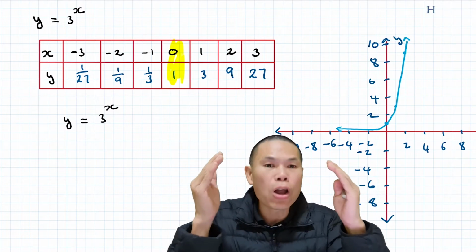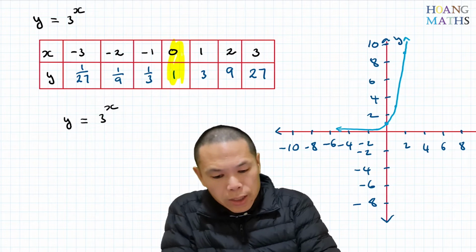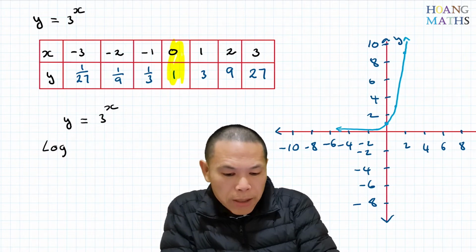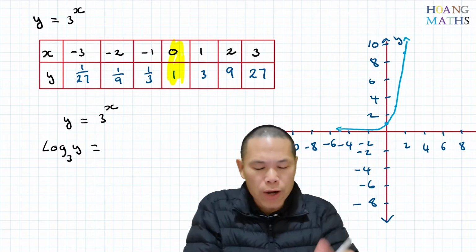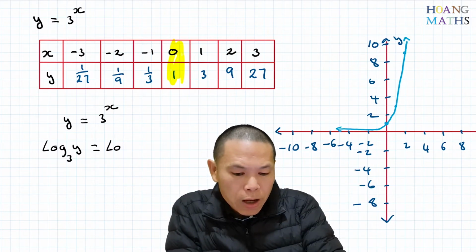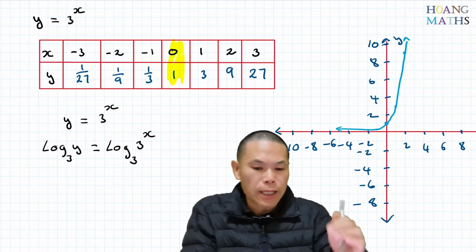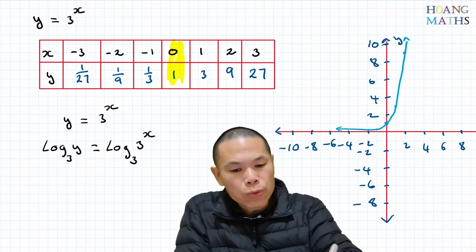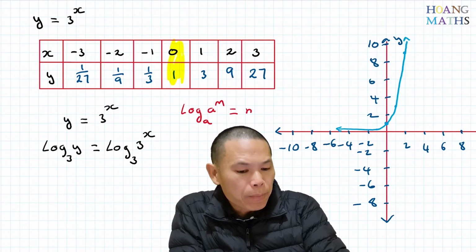Now if I take log on both sides, which is base 3. So let me take log base 3 of y. Of course, I need to do the same thing on the right hand side. So which is log base 3 of 3 to the power of x. Now remember, the rule is log of a power of m is equal to m.